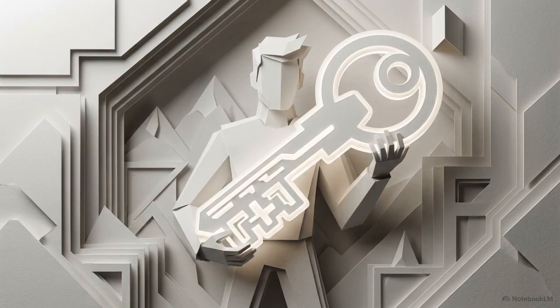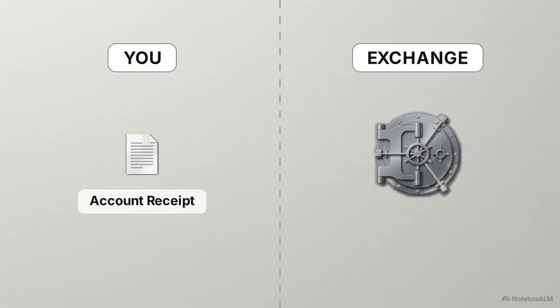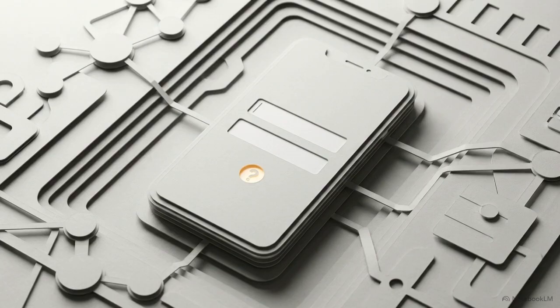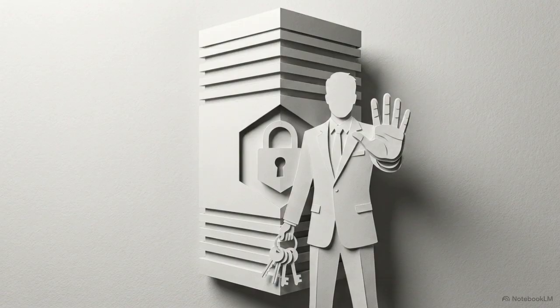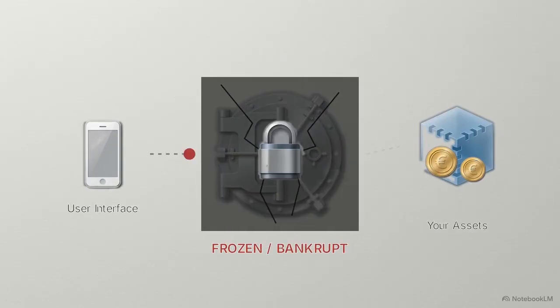Because managing keys is a big responsibility, many people start with custodial wallets. This is when a third-party company, like a crypto exchange, holds and manages the private keys for you. This provides the familiar experience of logging in with an email and being able to reset a forgotten password. However, you are trusting that company with your access. If they freeze your account or go out of business, you cannot reach your assets.